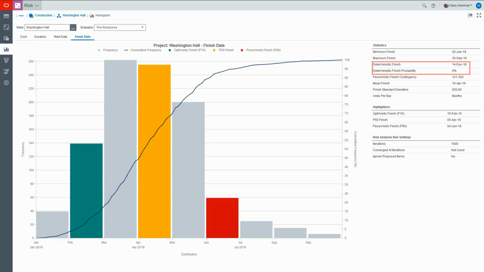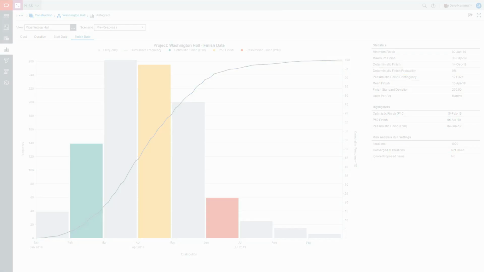Remember our proposed finish date of mid-December? There is 0 chance of this being met. In fact, as it stands, if we want a date we are 90% confident of achieving, we should instead be looking at early June next year, over 120 days later.